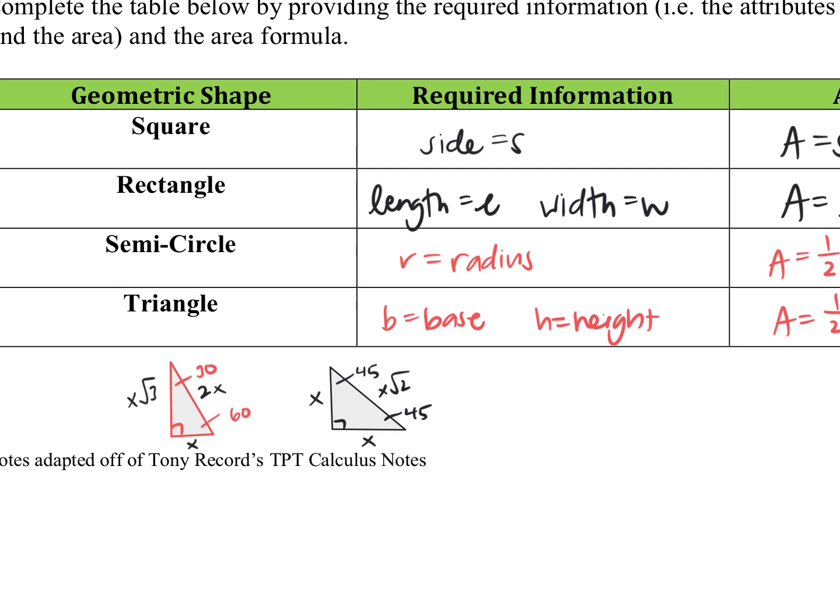The way I remember it is square root of 3 is with my 30 degrees. It's the only one with a 3 in it. And then I remember for my x root 2, I've got 2 x's, so that's what goes underneath the square root. Okay? So you'll need to remember that as well.